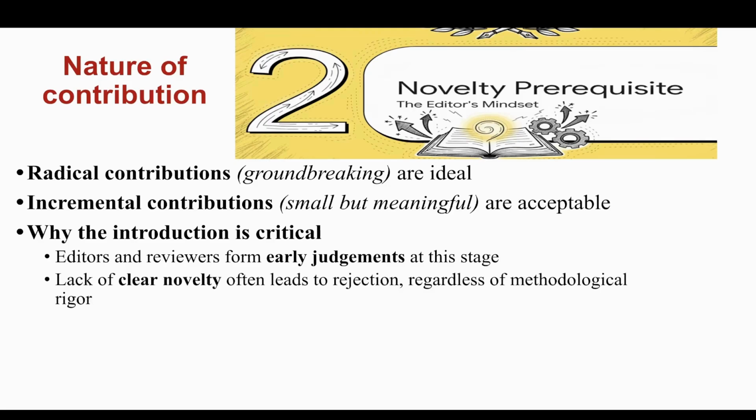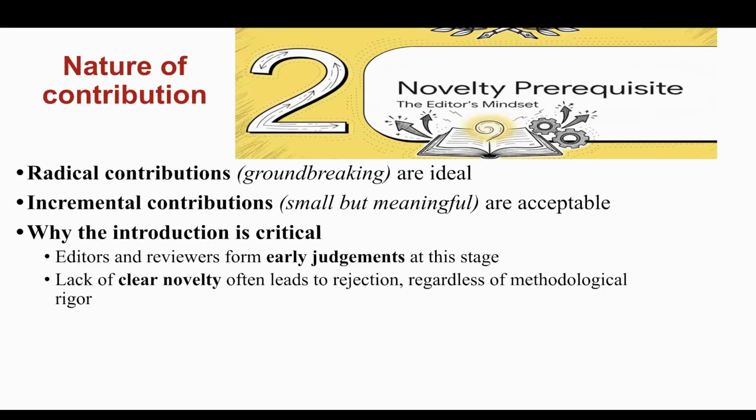Now, lack of clear novelty. We have to clearly build the base: what is the background, what is already covered, what is not covered, and what is so novel about our research. So lack of clear novelty often leads to rejection. Sometimes even the methodology is very good. Please note, sometimes it happens that the methodology you have adopted is very good, but if the novelty is not established well, then your article may get rejected.